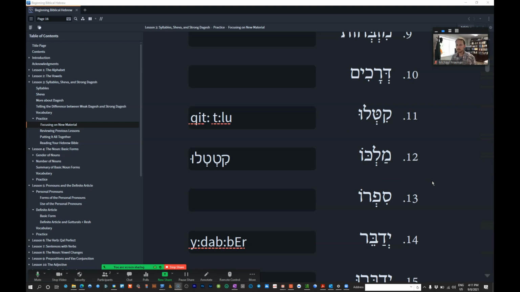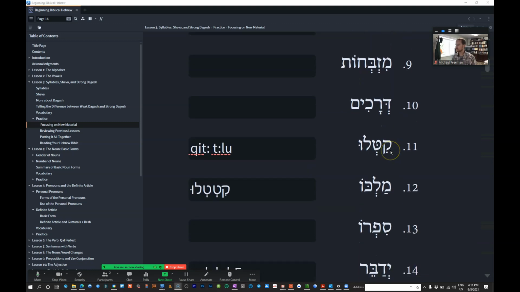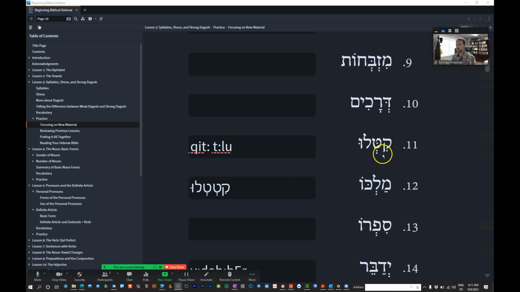except maybe number 11. Number 11 is the one that always gives students trouble. The reason why is because right now you're thinking in terms of cheval. You've gone through all of these where you see a cheval, you look at the vowel before it. See a cheval, look at the vowel before it. Well, you come to number 11, you see a cheval, you look at the vowel before it. It's a short hireq. Short is silent, therefore the cheval is vocal. The problem is the Dagesh.